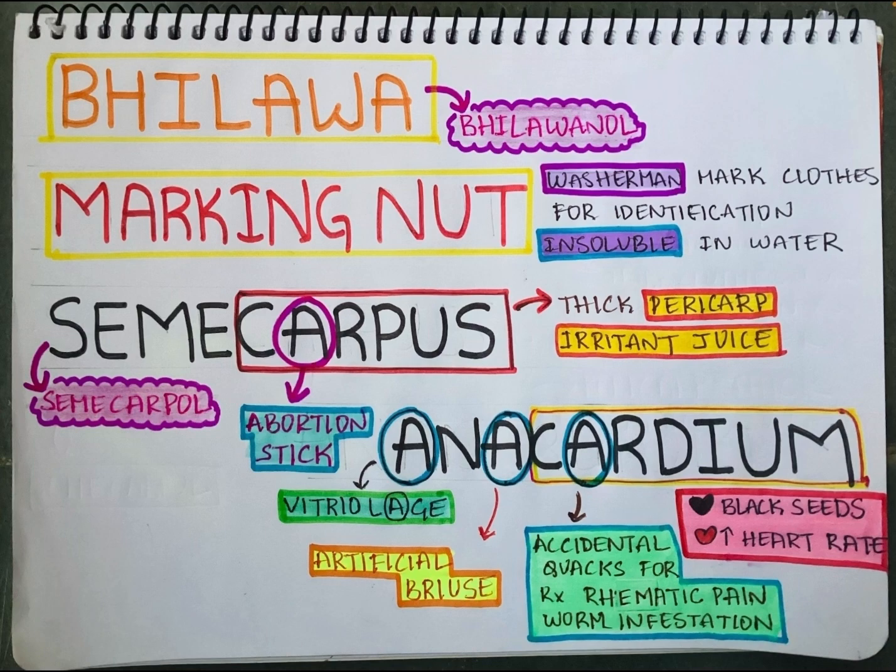Now let us talk about all the A's. The first A in the Semecarpus stands for abortion stick. This Semecarpus anacardium juice is used with other juices in the abortion stick to cause abortion.